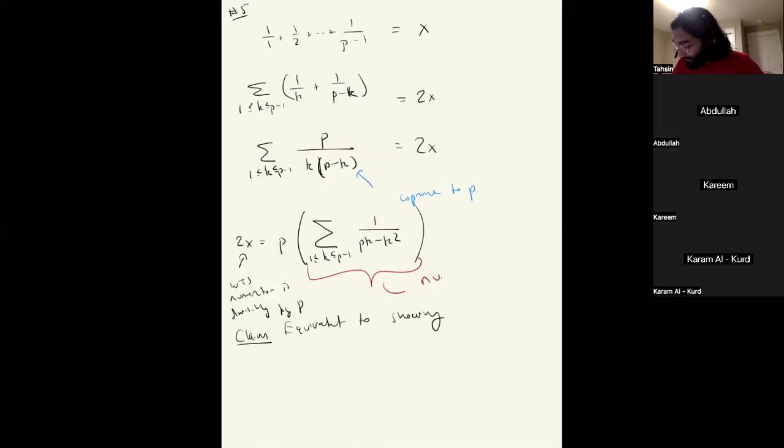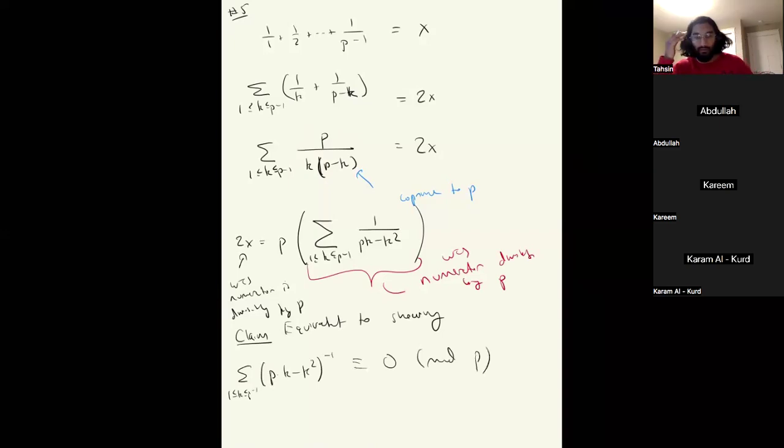divisible by p, because we already have one factor of p. That's equivalent to saying that p times the sum of pk minus k squared inverse is congruent to 0 mod p. Does that make sense?